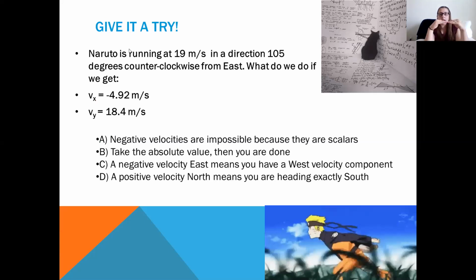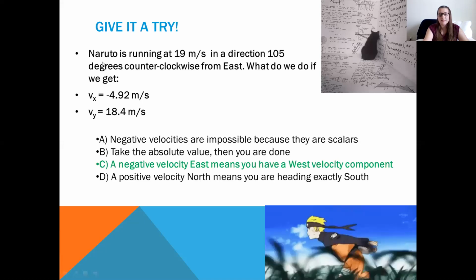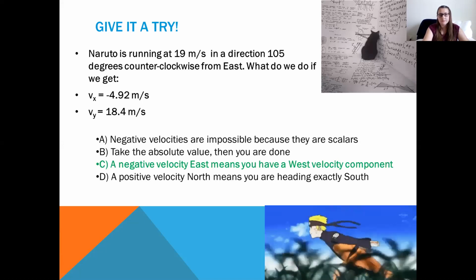So if we're dealing with the x direction, that horizontal direction, and we have a negative velocity, that just means, if we're taking the standard Cartesian coordinates, where we have our y-axis and our x-axis, positive x-axis corresponds with east, negative x-axis corresponds with west. So if we have a negative x velocity, that just means we're going west. Okay, so then C is our correct answer, which a lot of you got.